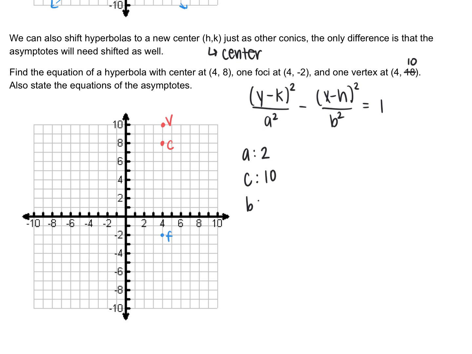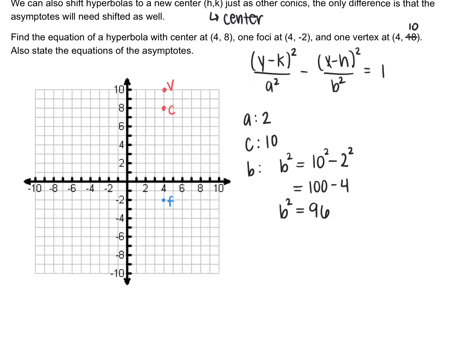Now I need to figure out b. So we know b² equals c², so 10 squared, minus a², 2 squared. So we do 100 minus 4, which means b² is going to be 96. So to write my equation, I don't need more than that. So we'll have y, and then the opposite of the y value from our center, so y minus 8 squared over 4 minus (x - 4)² over 96 equals 1.